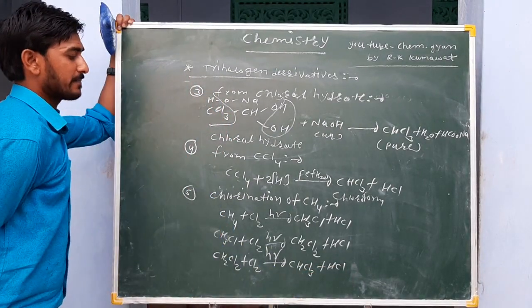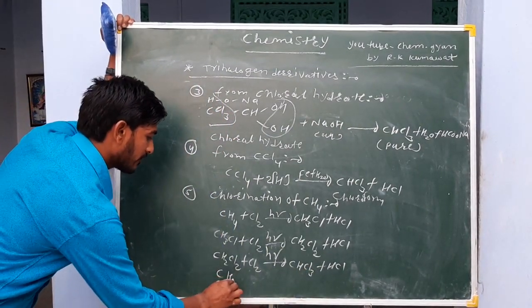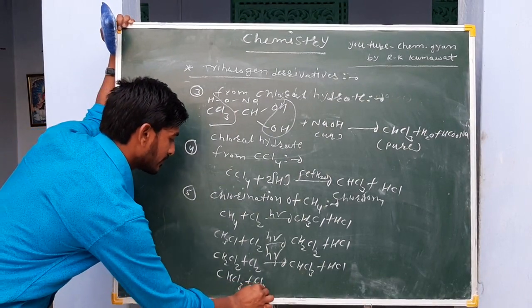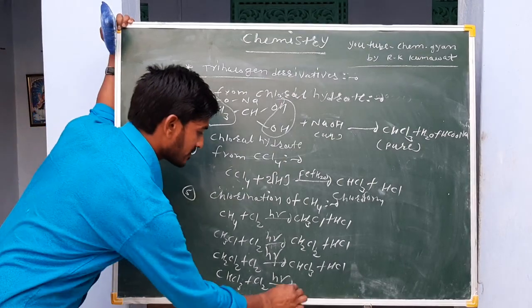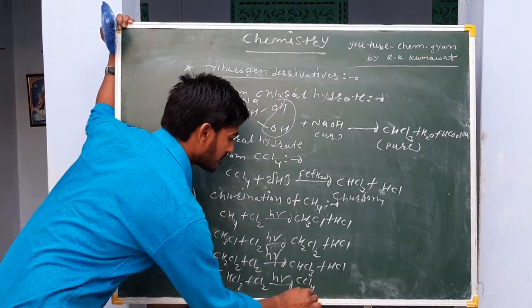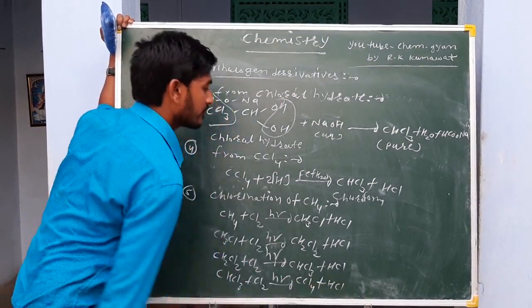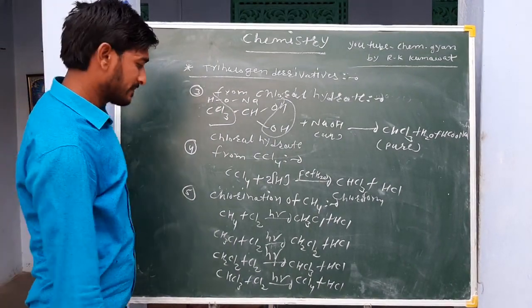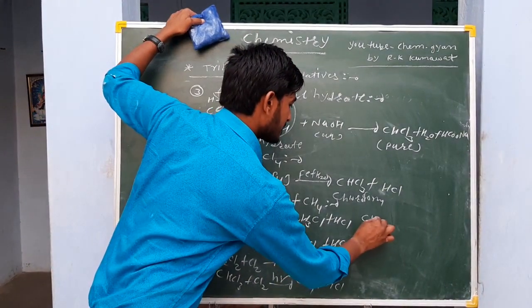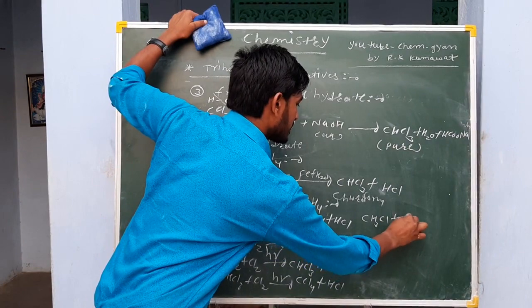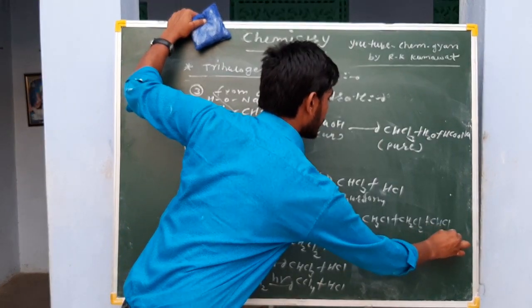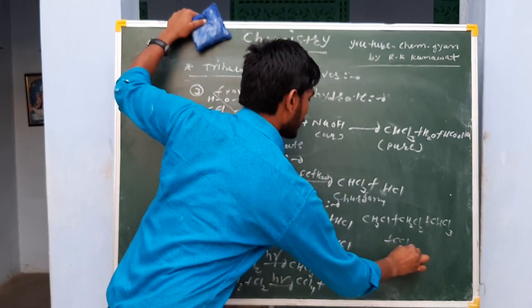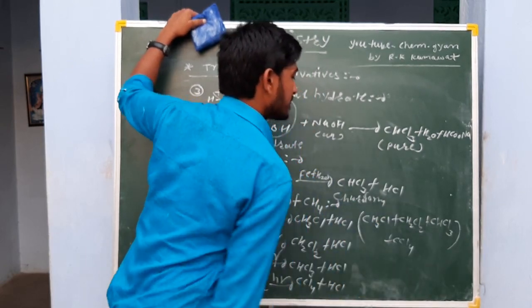And the last step: chloroform reacts with Cl2 and light, CCl4 is formed and HCl is removed. In this reaction, the products CH3Cl, CH2Cl2, chloroform and CCl4 are formed.